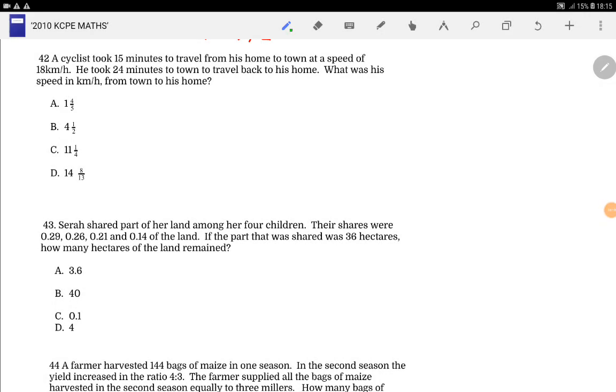So we've been given the time taken in minutes. Time when going to town is equal to 15 minutes. We can convert it to hours by dividing by 60, so that it is 15 over 60, which is a quarter hours. Then we've been given the speed as 18 kilometers per hour.